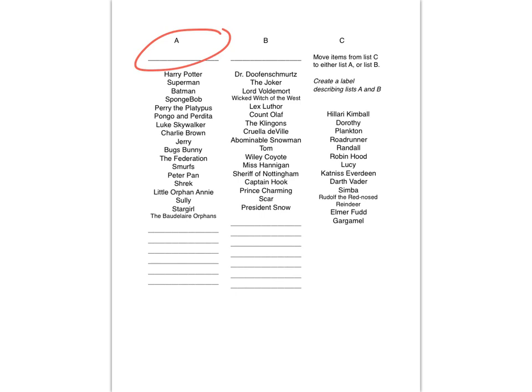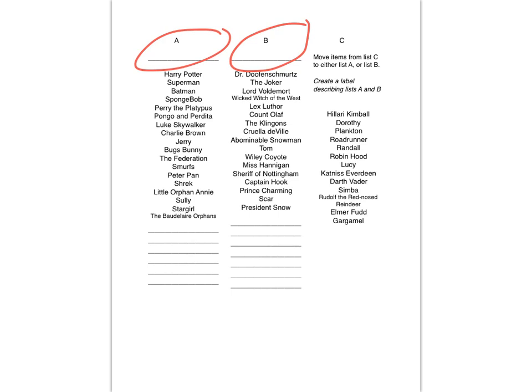And again, look at those characters. If you don't know who they are, look them up. Figure out who these characters are and what story they belong to. And again, once you figure out what these characters in column B have in common, I want you to come up with a name for that column.